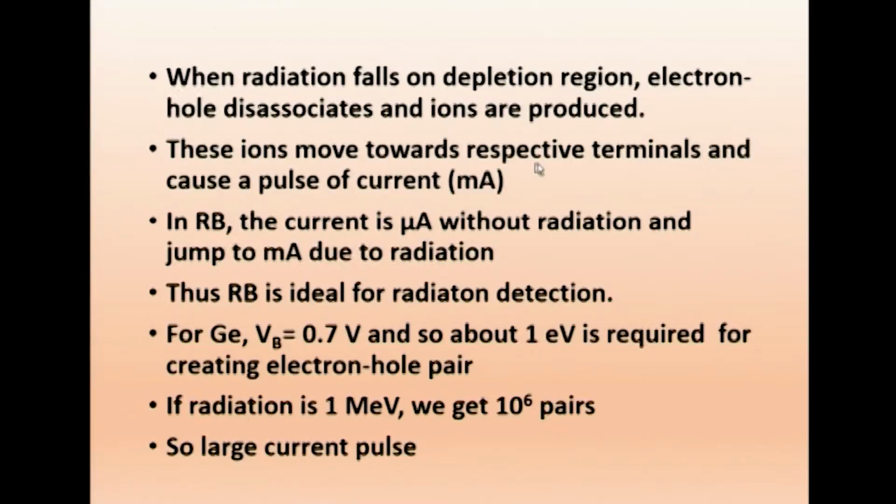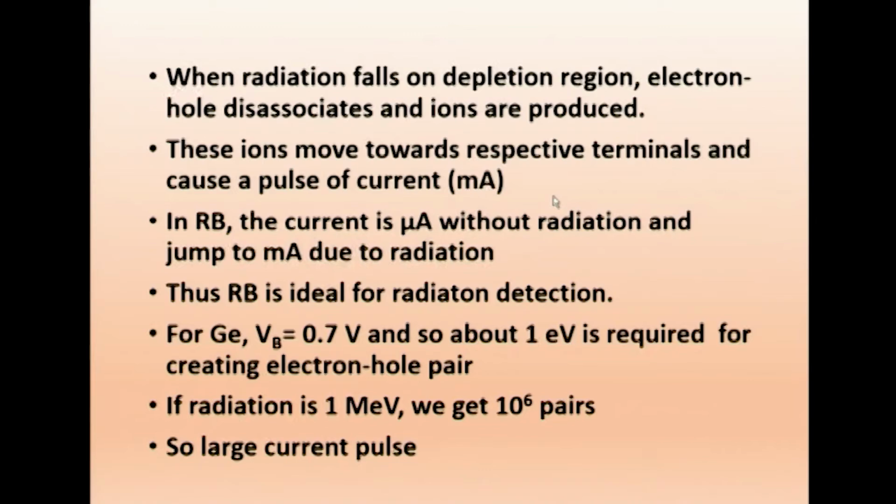The holes will be attracted towards the negative of the battery, and the electrons will be attracted towards the positive of the battery. So they dissociate and the ions are produced. These ions move towards the respective terminals and they will cause a pulse of current. This current will be in milliamps.